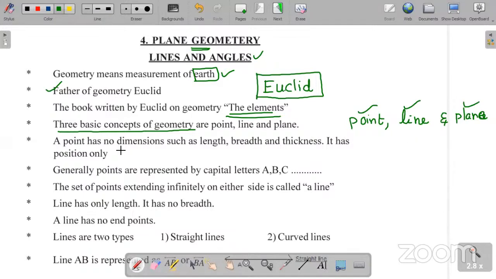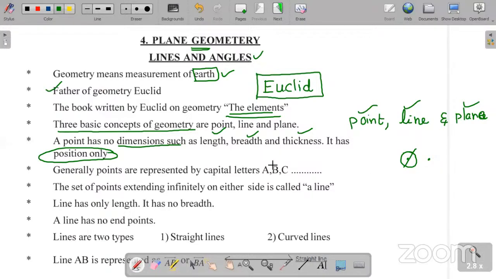So now what is a point? If you just put a dot, we need to assume that this dot has no length, no breadth, no thickness. That means it has no dimension. This is called a point. So a point has no dimension such as length, breadth, and thickness. It has only position.